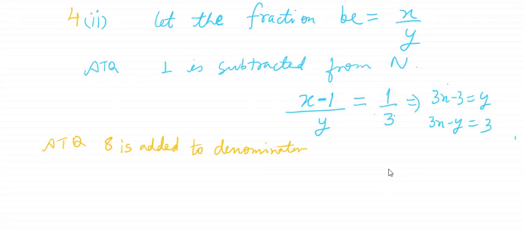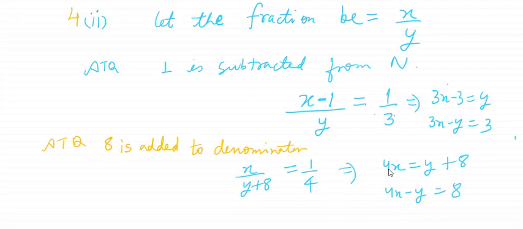So the fraction becomes 1 by 4 if 8 is added to the denominator. So it will be x divided by y plus 8 equals 1 by 4. So 4x equals y plus 8, and 4x minus y equals 8, and then you can solve these two equations to get the values of x and y.